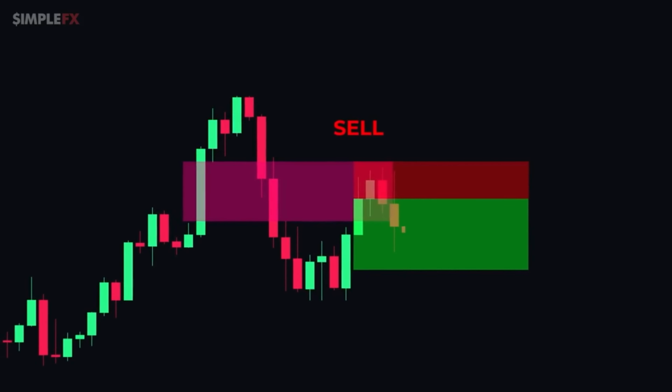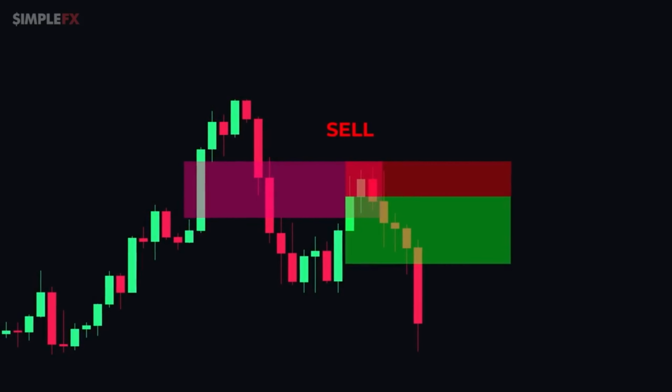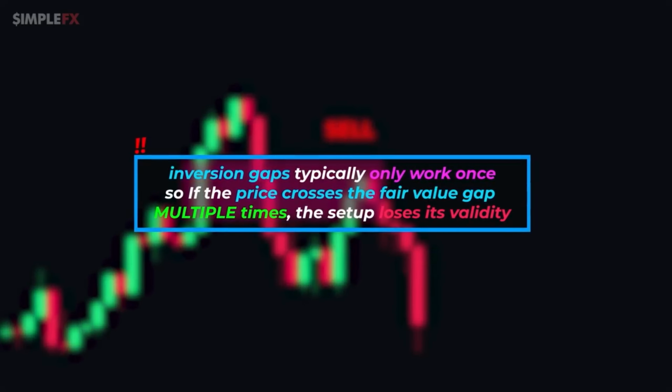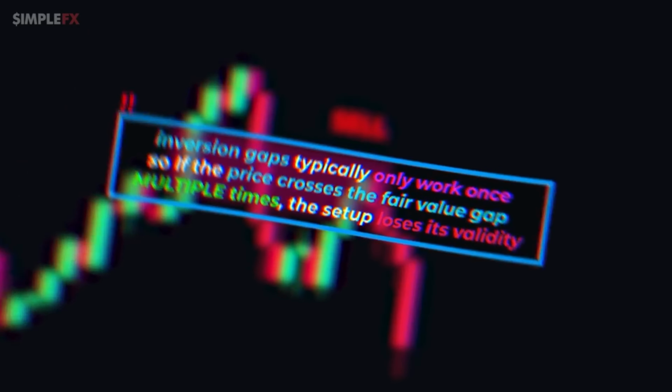As the price reverses and hits your profit target, you secured a nice profit. Important note to remember, inversion gaps typically only work once. So if the price crosses the fair value gap multiple times, the setup loses its validity.